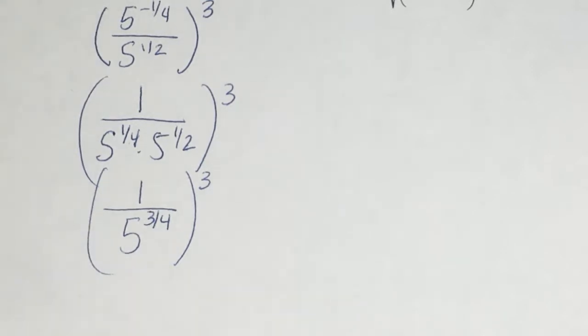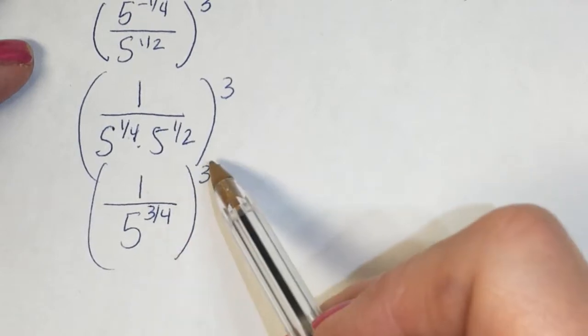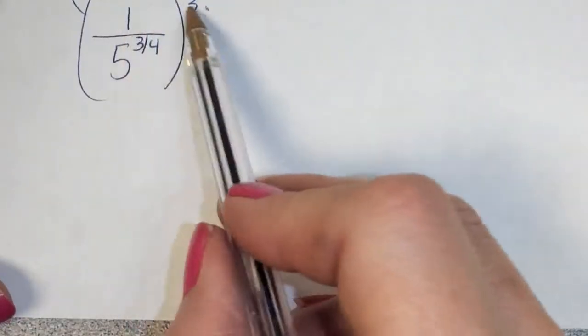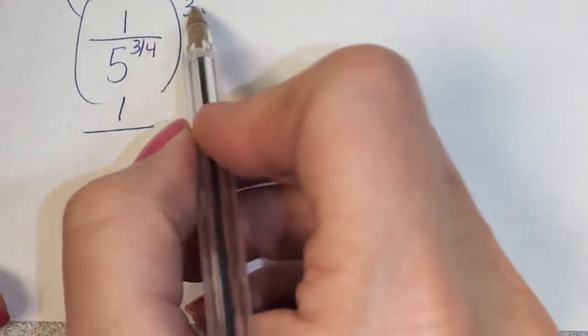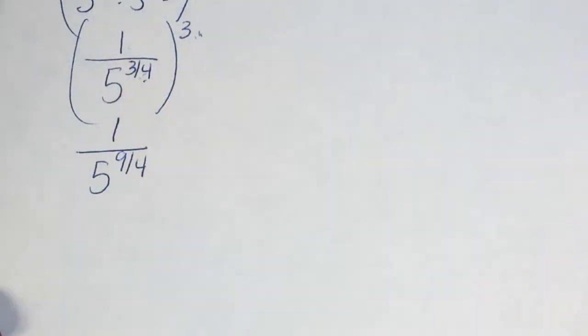Okay? What do you want to do now? Alexis, what would you do? Let's get rid of the 3. So what's this 3 mean we're going to do to both of these? We're going to cube them, right? So what's 1 cubed, Alexis? Just 1. And do you remember the rule when I have a power to a power, what I do with the exponents? Multiply them. So this is going to be 5 to the 9/4.